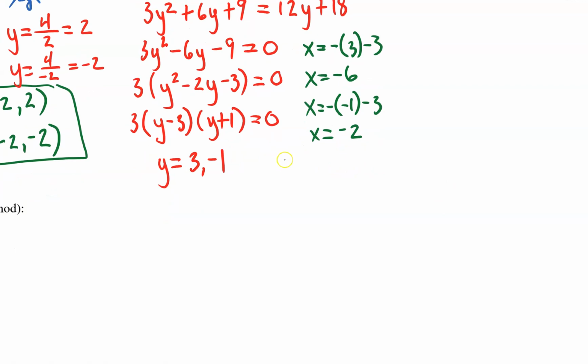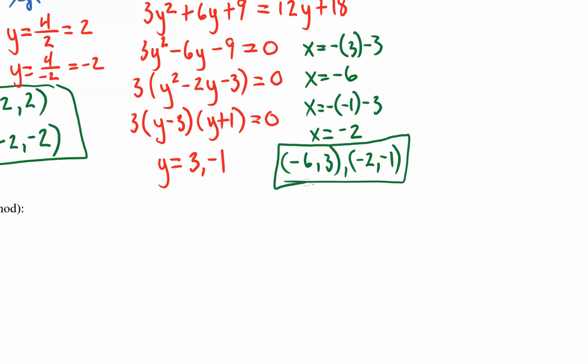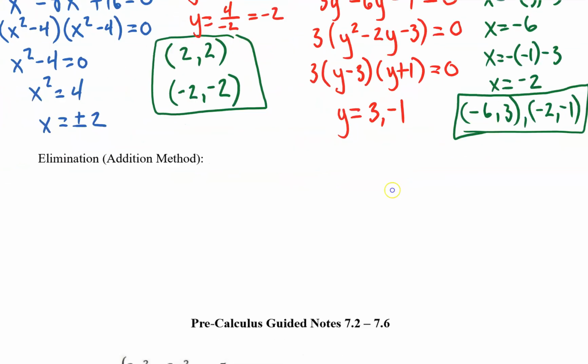One of your solutions will say, when we put in 3, we got negative 6. Whoops, sorry, I want to write those in the correct order. That would make sense. I got negative 6 when I plugged in 3, and I got negative 2 when I plugged in negative 1. Those would be the two places where these meet each other. So hopefully that makes sense.